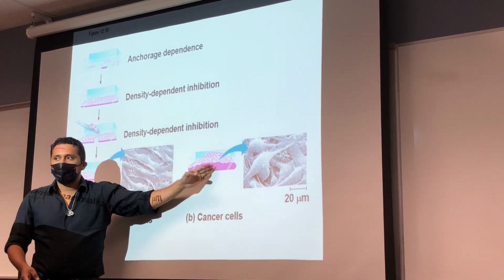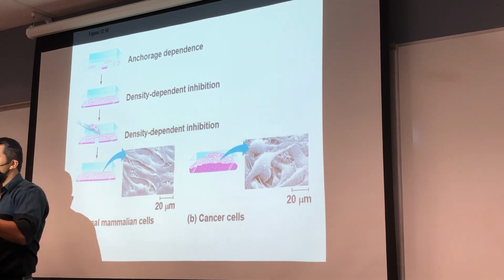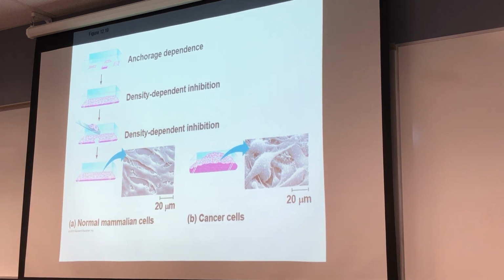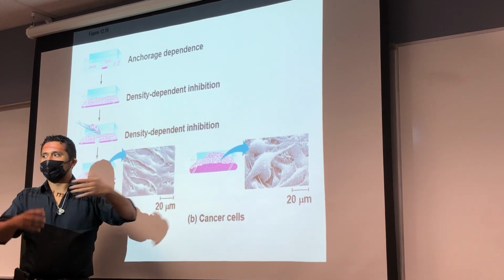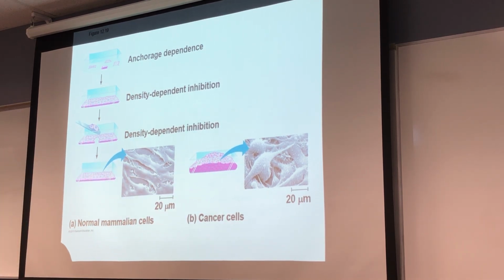Cancer cells do not exhibit this. They can grow and divide without being attached to the surface, and they can grow and divide even though there is no more space to divide. So there is no density-dependent inhibition, and there is no anchorage dependence. They divide like crazy, yes.